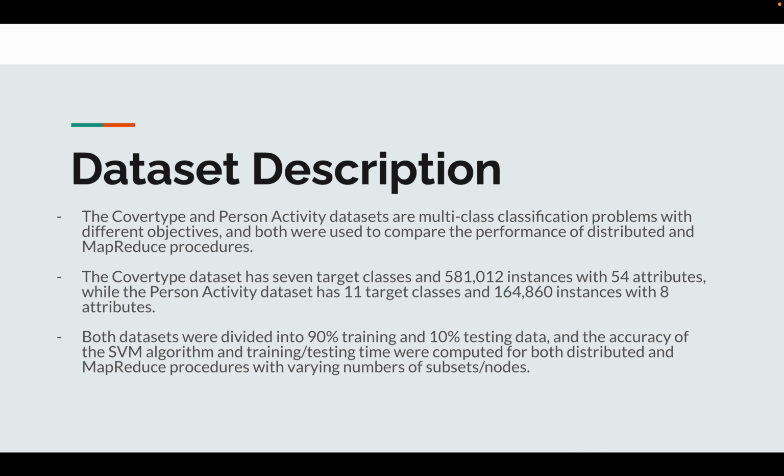For the distributed procedure, we have divided the dataset into 10, 20, 30, 40, and 50 subsets, where each subset is mapped to one node for the training, whereas for training the dataset in the MapReduce procedure, we have a computer server set up with 10, 20, 30, 40, and 50 virtual machines, that is, nodes. So now let's move on to the system and software requirements.